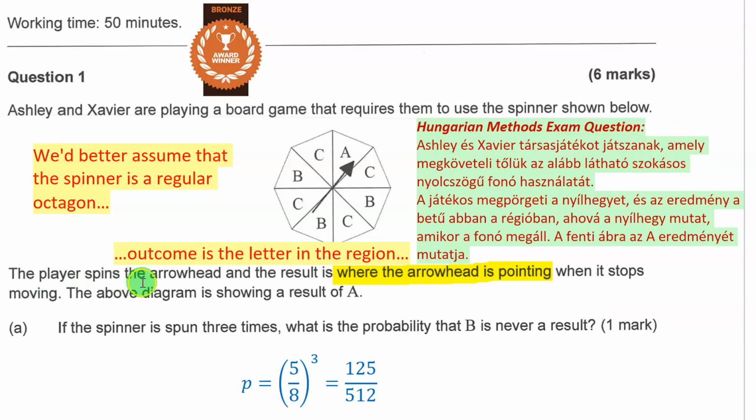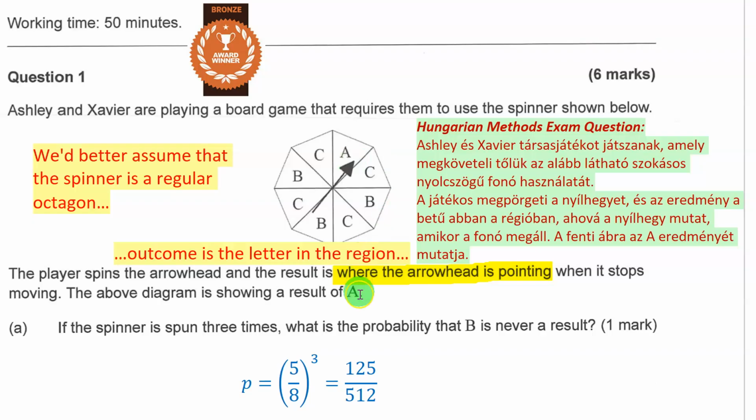So the player spins the arrowhead and the result is where the arrowhead is pointing when it stops moving. But it turns out that it's not that. It's actually the outcome is the letter in the region where the arrowhead is pointing. So the first question here, if the spinner is spun 3 times, what's the probability that B is never a result? Well, we can see up here that there are 3 B's, 4 C's and an A.